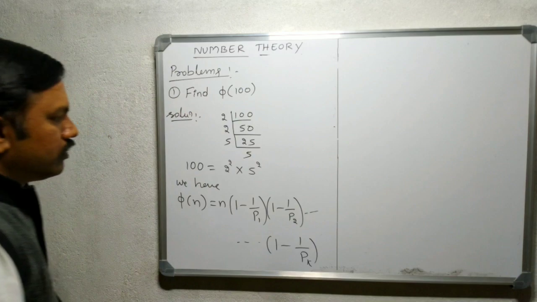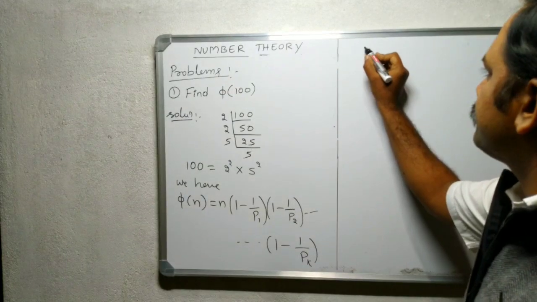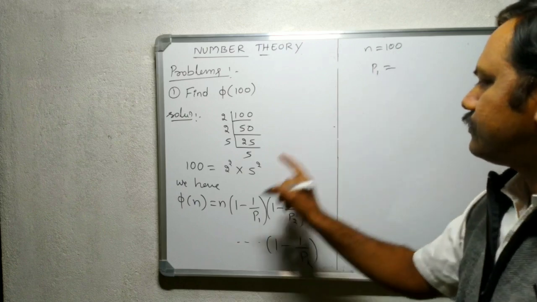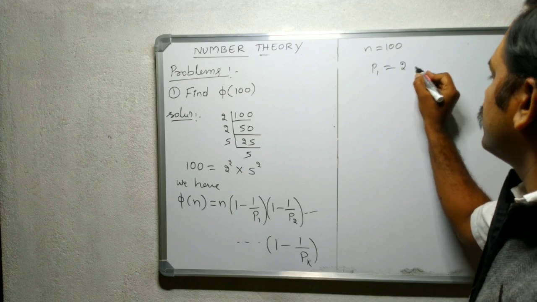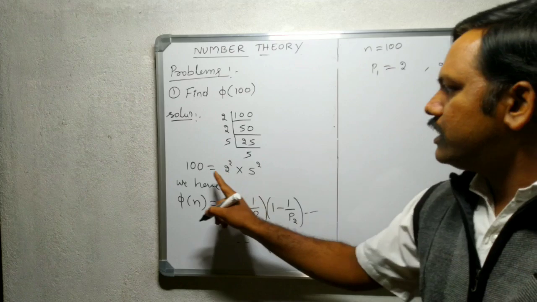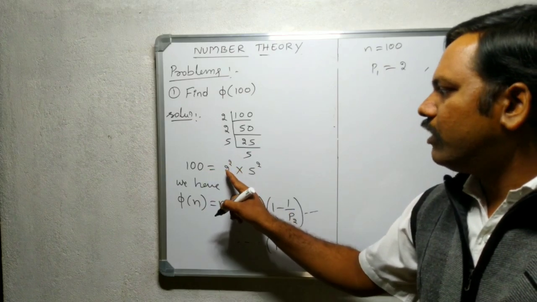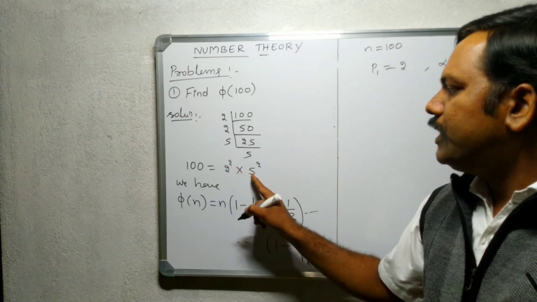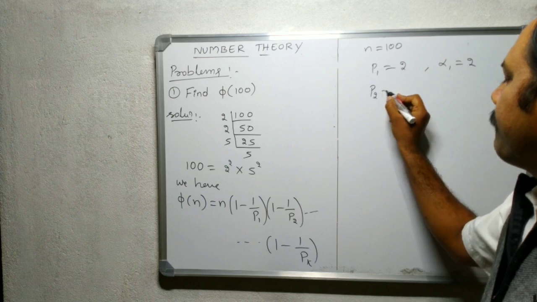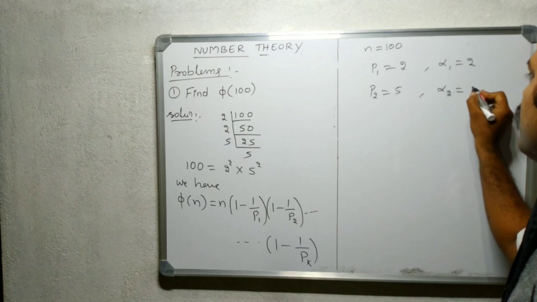Is it? So substitute the values. Here n is nothing but 100. P1 is nothing but 2. Alpha 1 is nothing but 2. Because see here 100 can be written as 2 to the power of 2. So it is in the form of P1 to the power of alpha 1, P2 to the power of alpha 2. Here P2 means 5 and alpha 2 means 2.